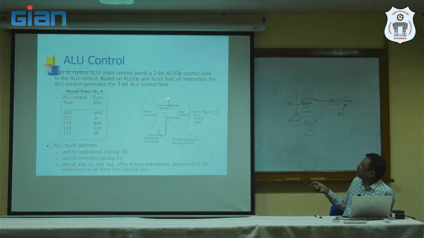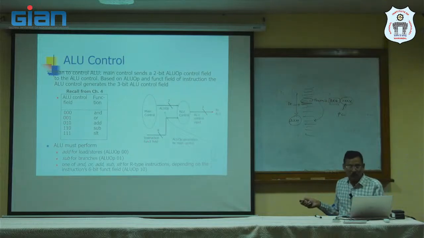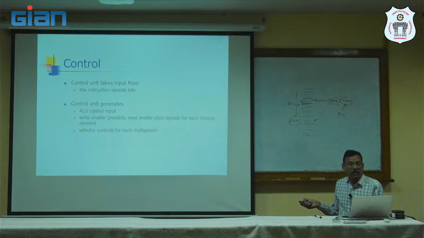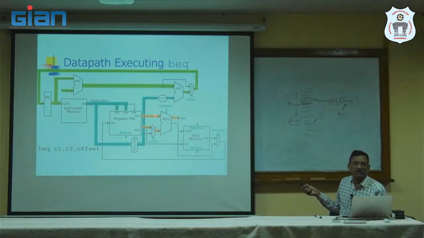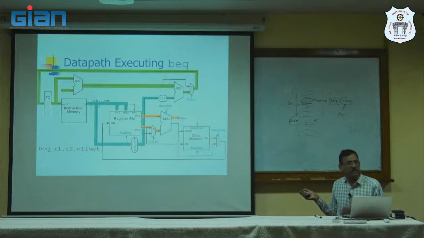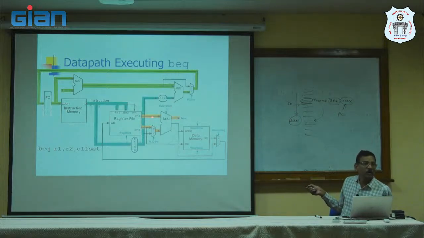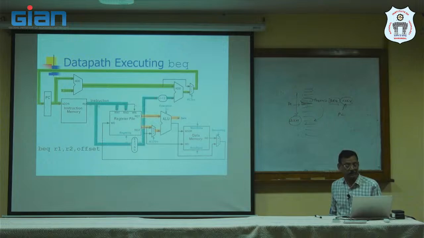Then from that it is going to generate 2 bits of ALUOP. These 2 bits of ALUOP, as well as the 6 instruction bits, will generate the ALU control input. If you see, this is the ALU control input, 3 bits. These 3 bits will indicate what type of operation the ALU has to perform.